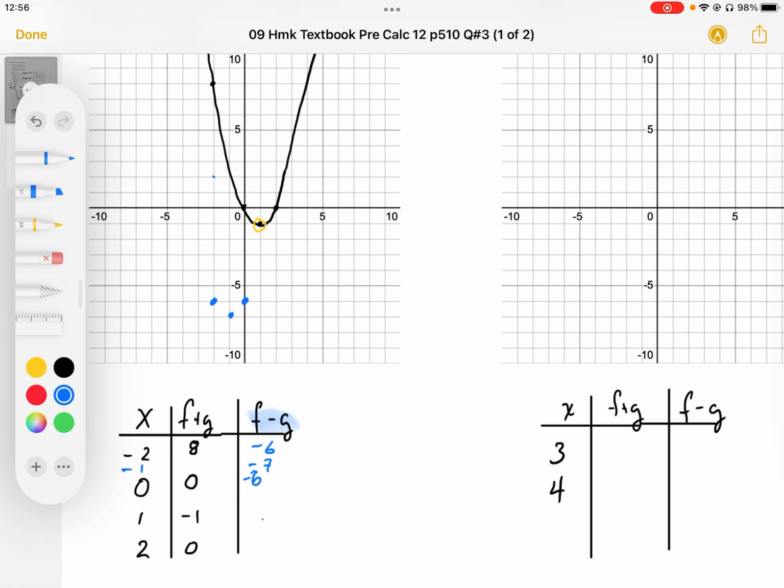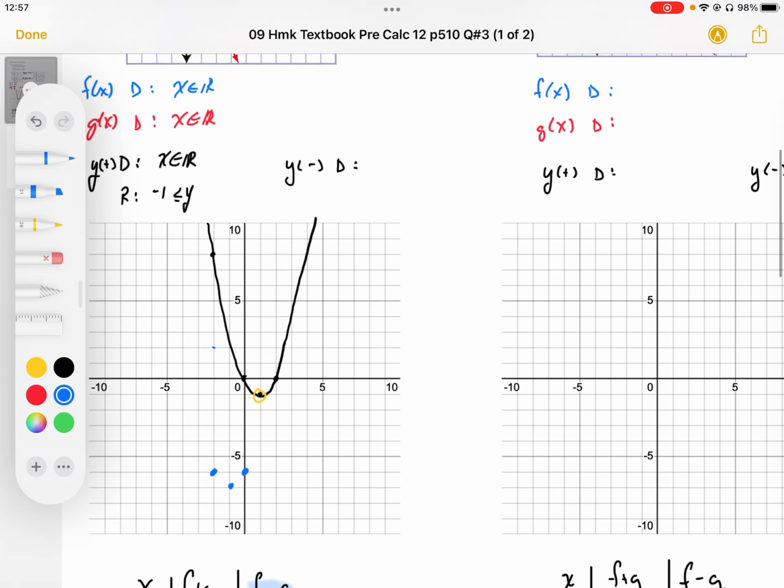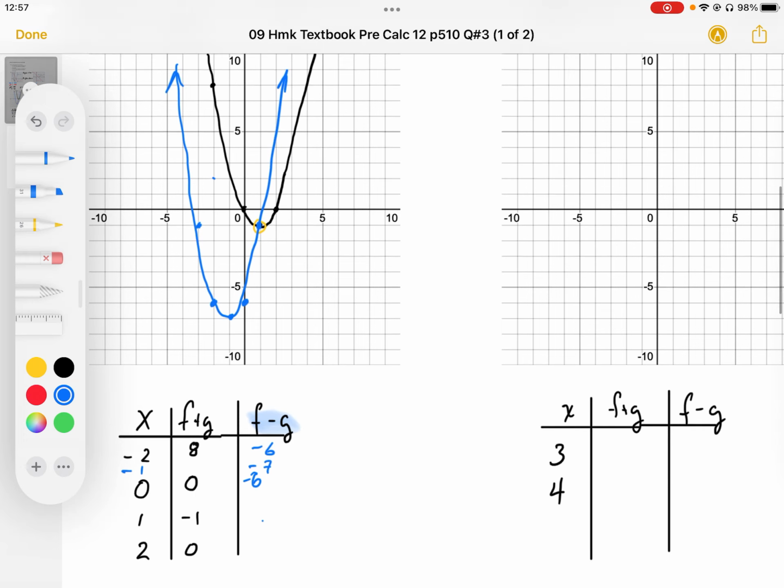And again, I'll just put in one more point here. At positive 1, the f of x is negative 2 plus 1. That's going to be negative 1. So we're going to have a coordinate here. And because I know it's a parabola, I can show the symmetry here like this. Okay, so there's my f minus g function.